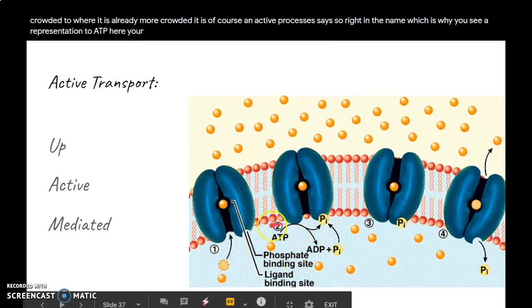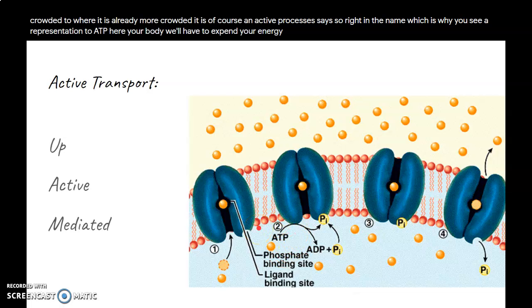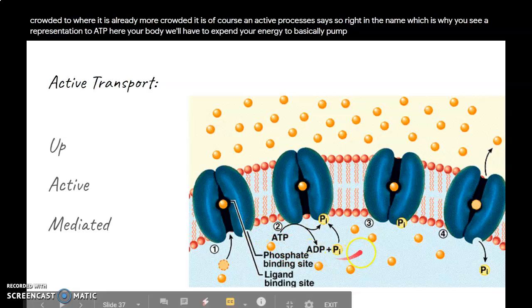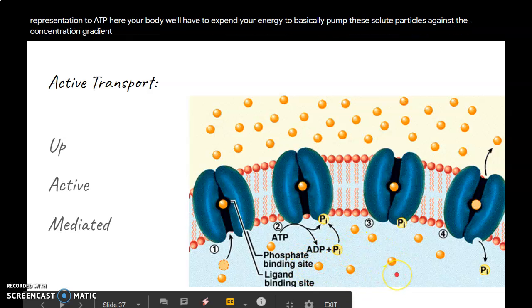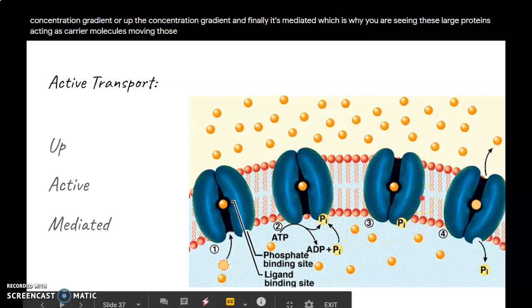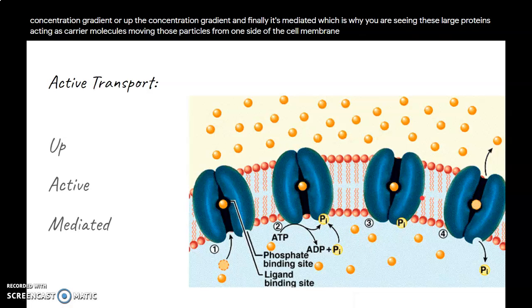Your body will have to expend energy to basically pump these solute particles against the concentration gradient, or up the concentration gradient. And finally, it's mediated, which is why you are seeing these large proteins acting as carrier molecules, moving those particles from one side of the cell membrane to another.